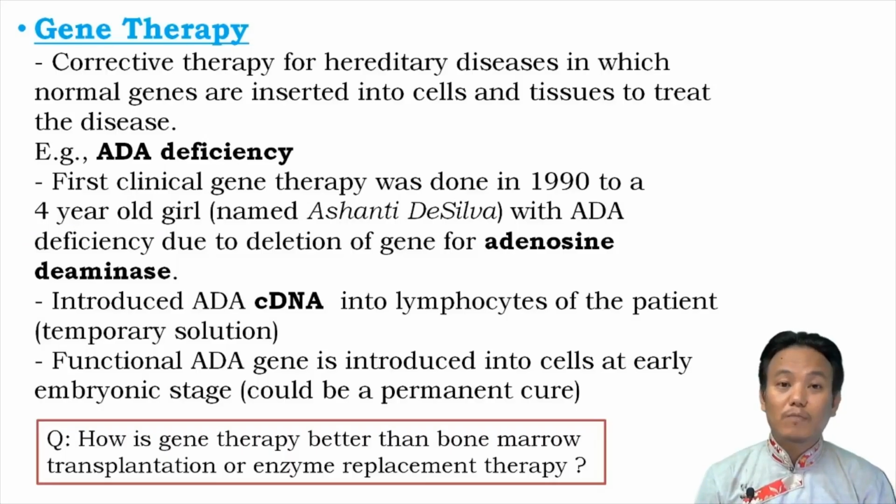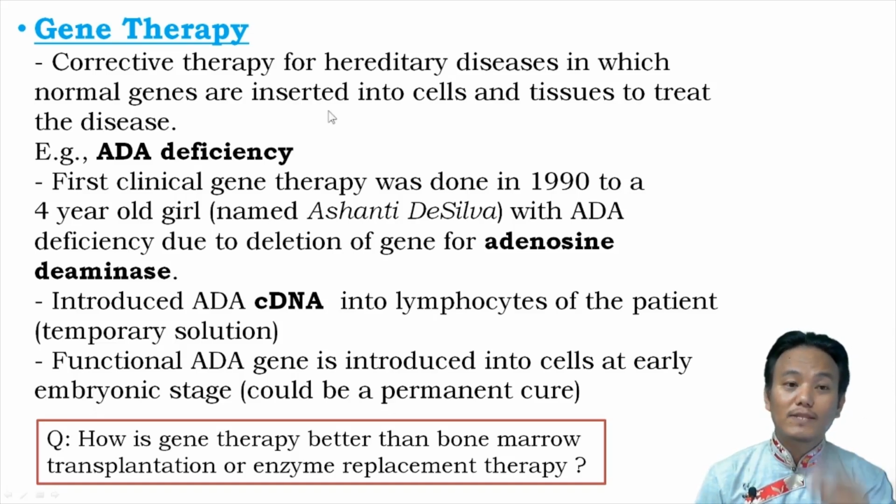Let us now discuss gene therapy. So what is a gene therapy? Gene therapy is a form of corrective therapy for hereditary diseases in which normal genes are inserted into cells and tissues to treat the disease. We have studied about hereditary disease in our genetics unit, right? Those diseases which are caused due to defects in the genes are called hereditary disease. They can be passed down from parents to offsprings, right? So gene therapy is a sort of corrective therapy for those kinds of diseases in which normal genes can be inserted into cells and tissues to treat the patient.